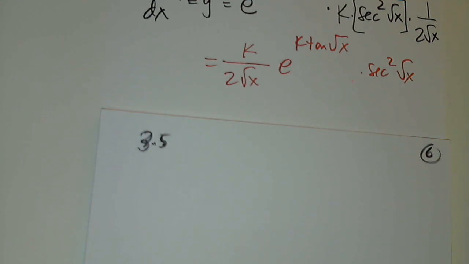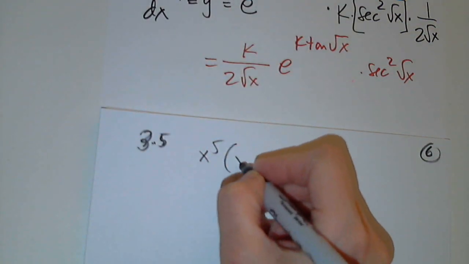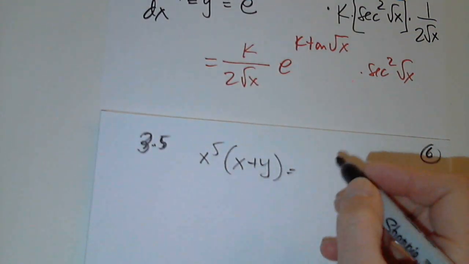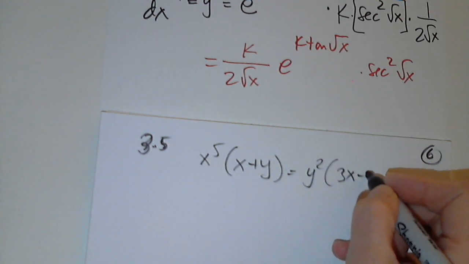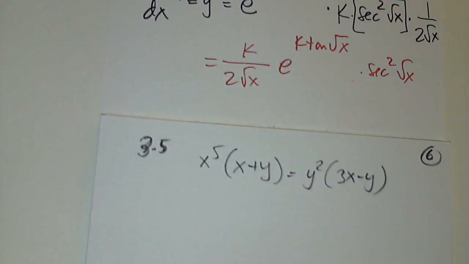So it's x to the fifth times x plus y. Yeah. Okay. Equals y squared 3x minus y. Okay, may I just take it out, be right back. In this particular case, so this is x to the fifth, x plus y equals y squared 3x minus y. This is specifically, it's specially presented like this.